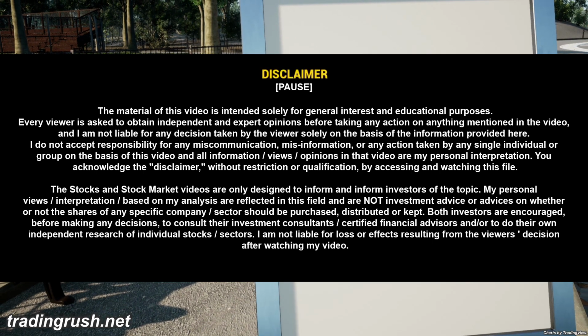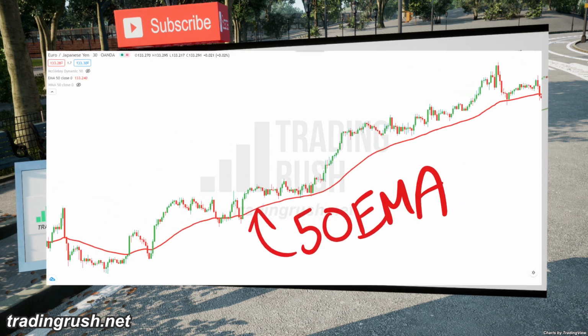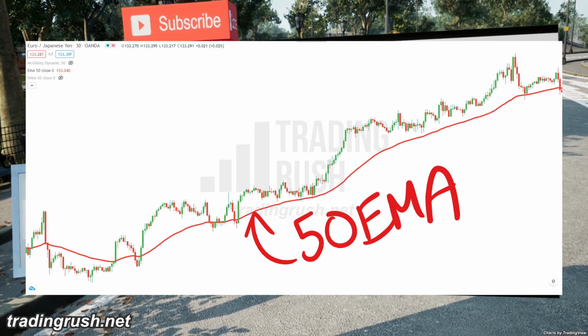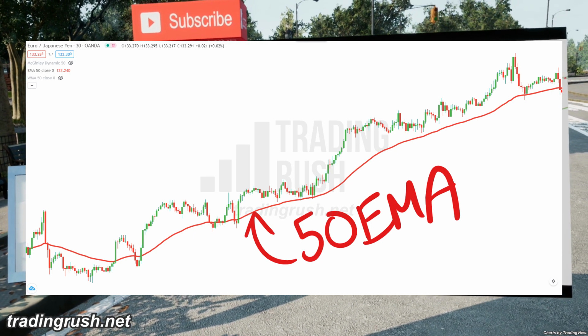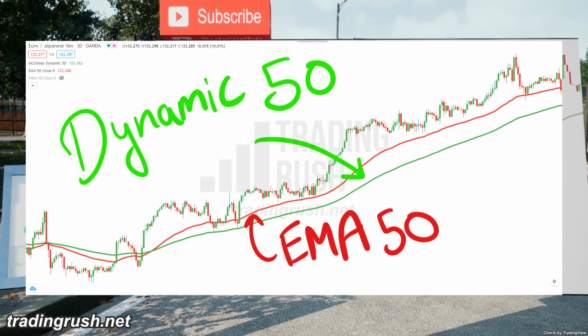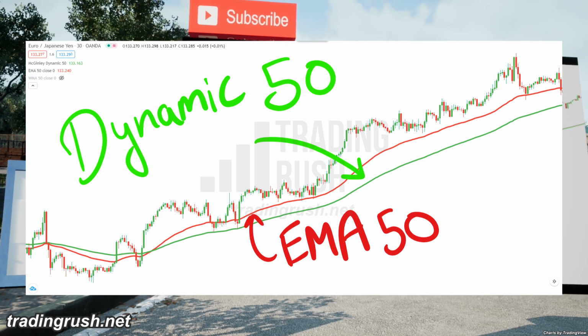This is one of the most interesting indicators I have seen so far. Because watch this. This is a normal 50-period exponential moving average. You have most likely seen it multiple times before. But if I add a 50-period McGinley dynamic moving average, still nothing interesting happens. One is just slower than the other.